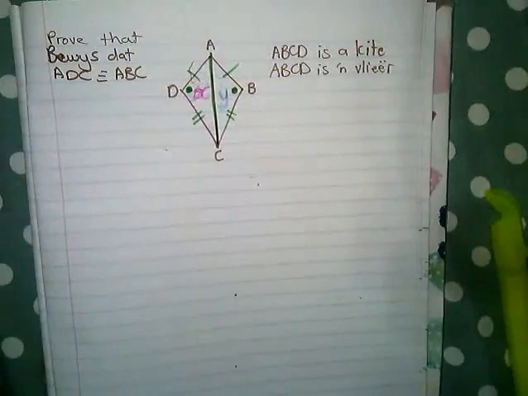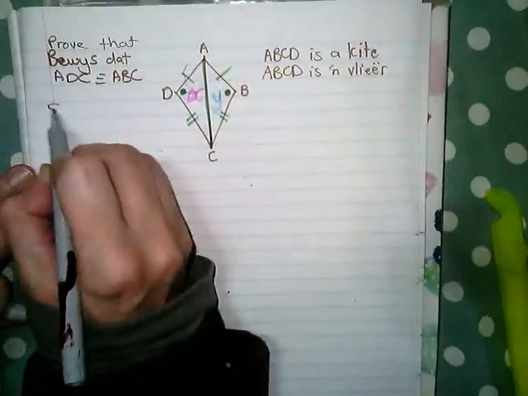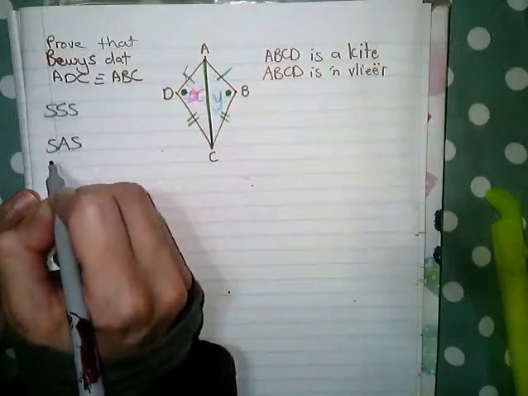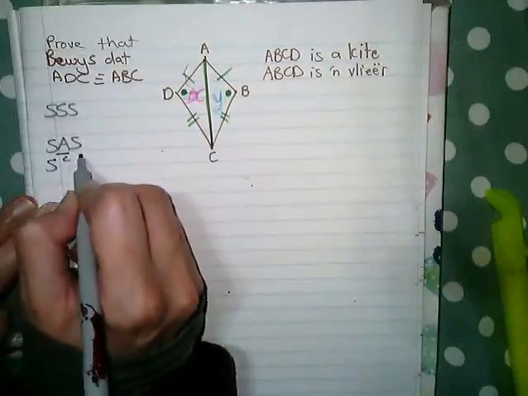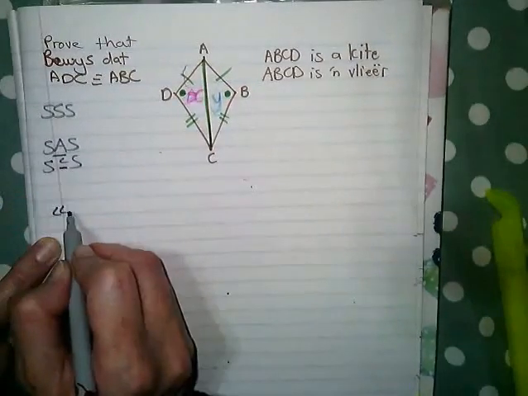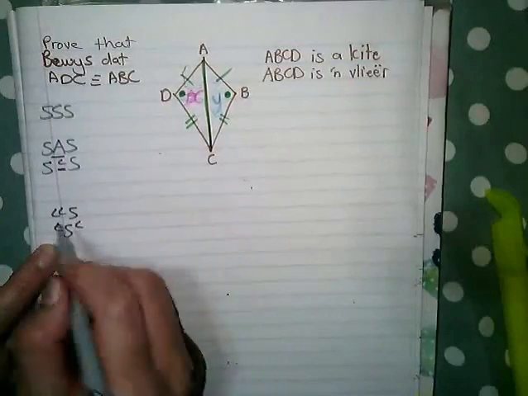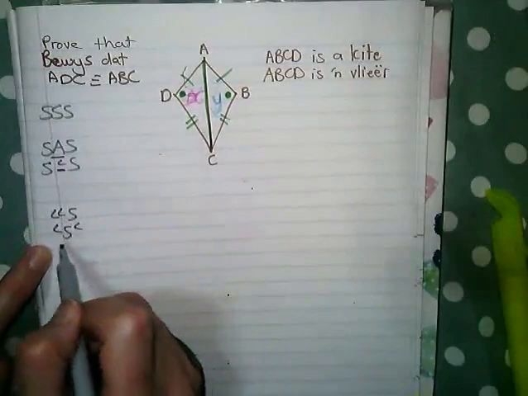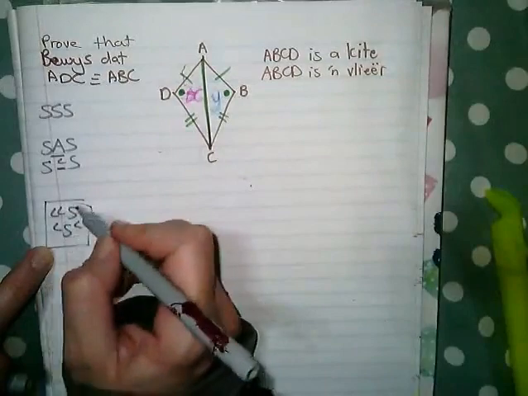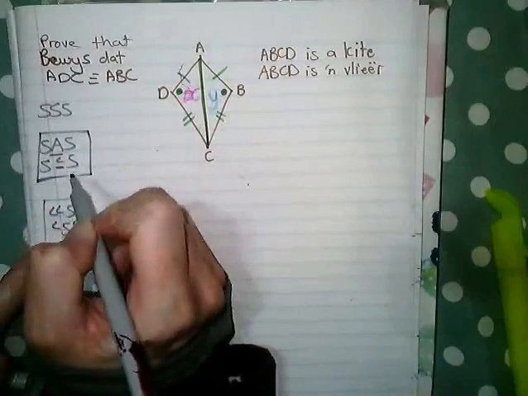Ons soek of 3 sye wat gelyk is, of ons soek 'n sy, 'n ingeslote hoek en 'n sy, or we look for 2 angles and a side, and that side can either be included or not included. Okay, so 2 hoeke en 'n sy, en daai sy kan of ingeslote of nie ingeslote wees nie. 'n Sy, 'n hoek en 'n sy, daai hoek moet ingeslote wees, of 3 sye. Okay.